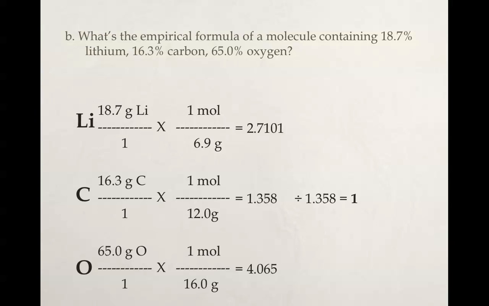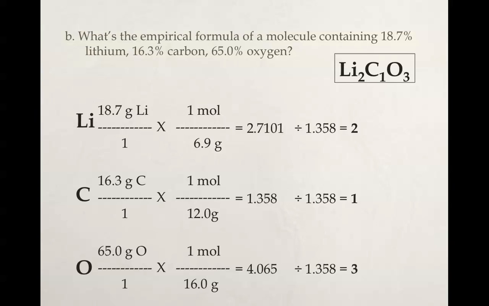So since 1.358 is the smallest, I'm going to divide by that for all of our moles. So we then find that we have 2 lithium for every 1 carbon and 3 oxygen. So those become our subscripts. So our final answer is we do have Li2C1O3.